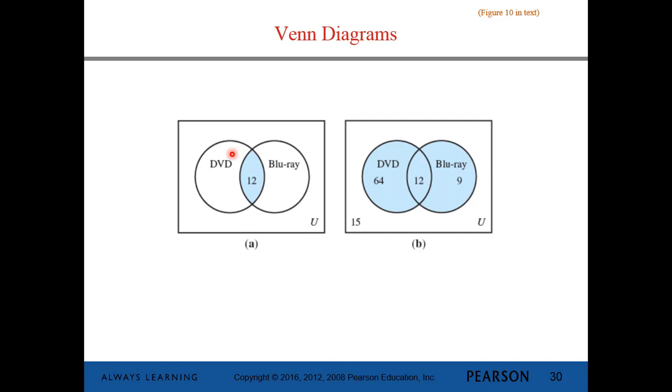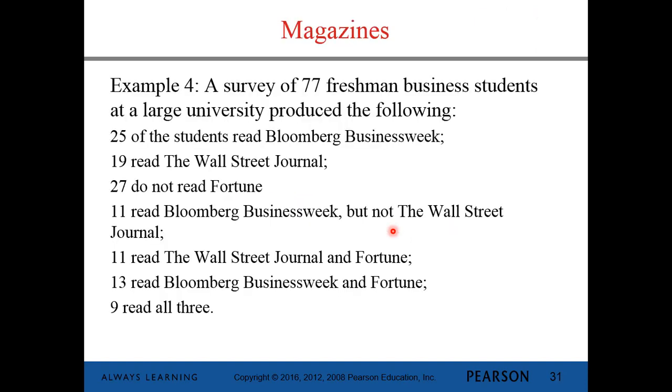Okay, so we start with the intersection, and then we use the other information and subtract off 12 to get the other pieces, and then we add these three regions and subtract from the total, which should add up to 100. So if you add up all four regions, you get your 100 people. Okay. Now, look at this example.